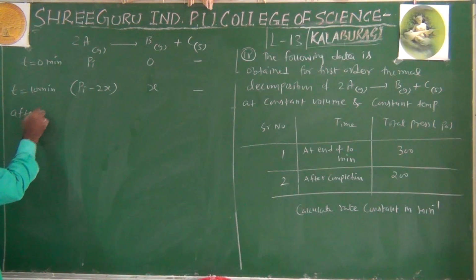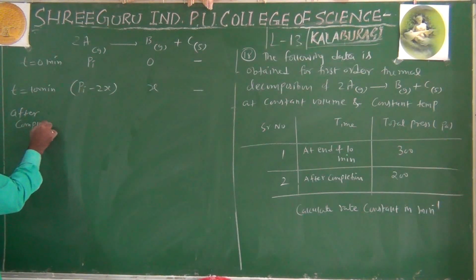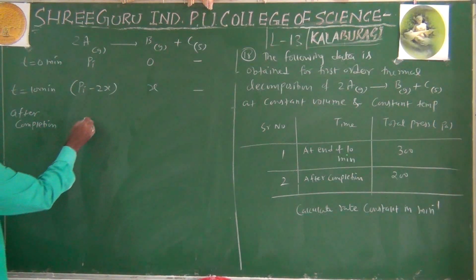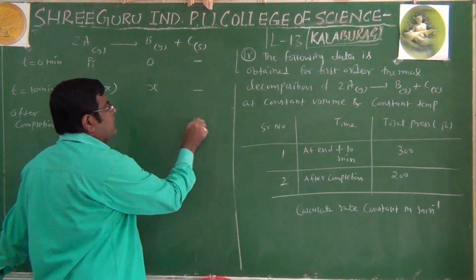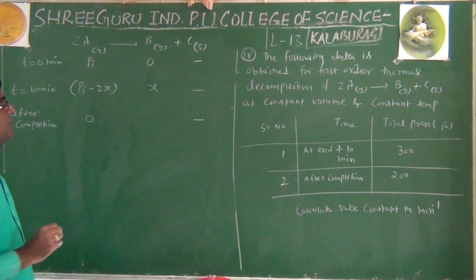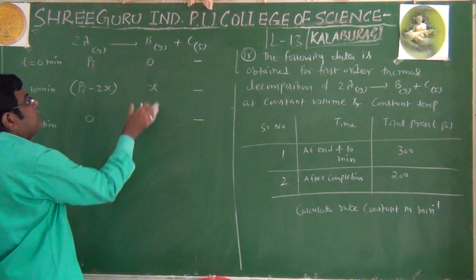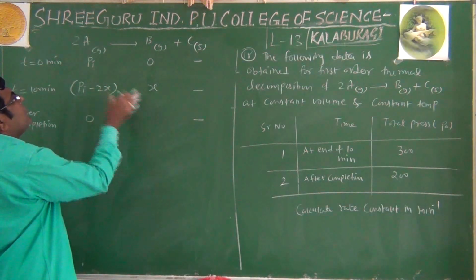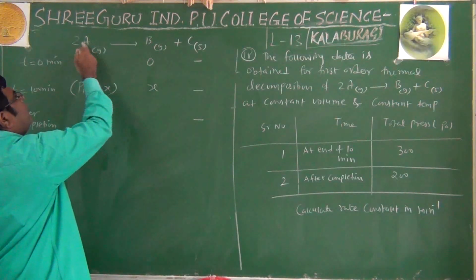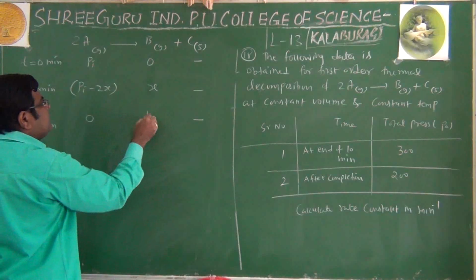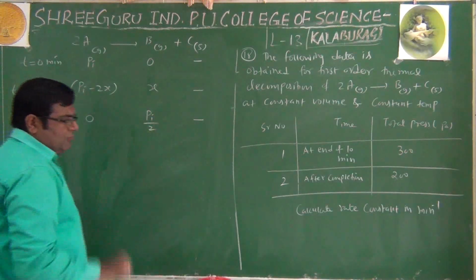After completion, 100% when the reaction is completed, the pressure of A is 0. There is no question of pressure of C, being in solid state. Now what is B? B is formed only because of A, and there is only 1 mole of B and 2 moles of A. So pressure of B is Pi minus 2.